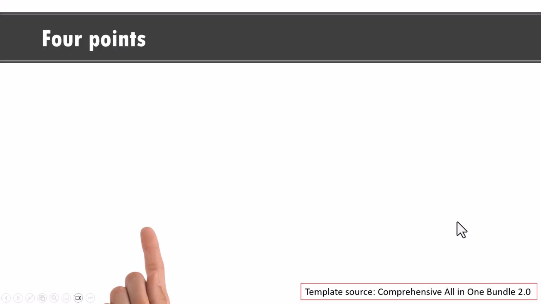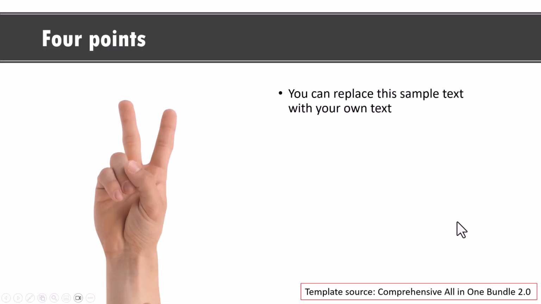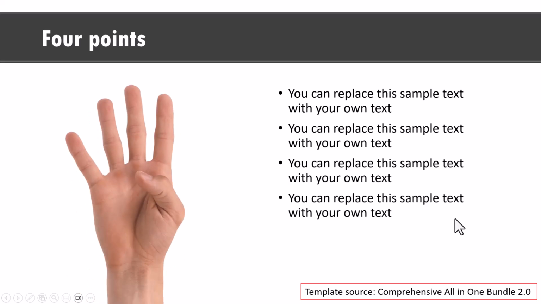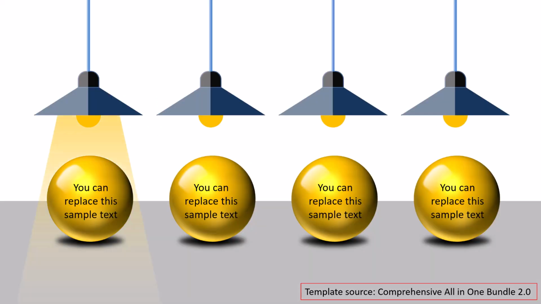The next example is this, where we show 4 points like this in a very interesting way. I really like this particular animation. The last one is to throw a spotlight on each of the points. You can see that the spotlight moves from one to the next.